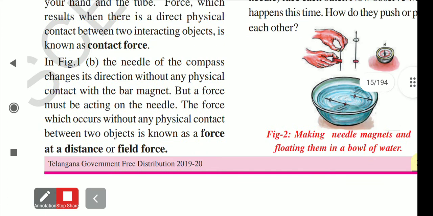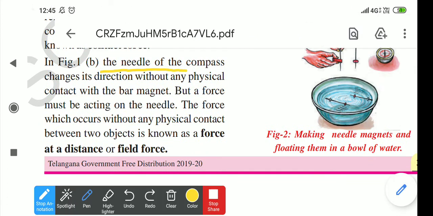Figure 1b. The needle of the compass changes its direction without any physical contact with the bar magnet, so a force must be acting on the needle. The force which occurs without any physical contact between two objects is known as force at a distance or field force. So write these two definitions which I have underlined.